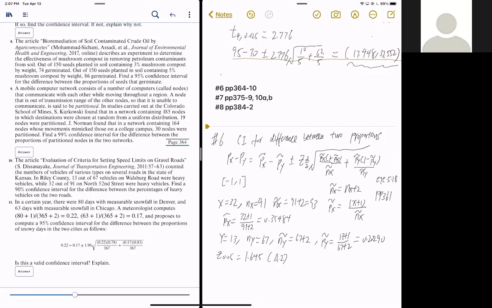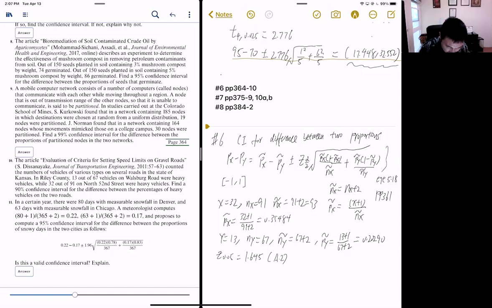Then we plug the numbers into this equation and we can figure out the range. I will skip the details. This is the answer: the 90% CI for the difference between these two proportions is between these two numbers. So that's question number 10.